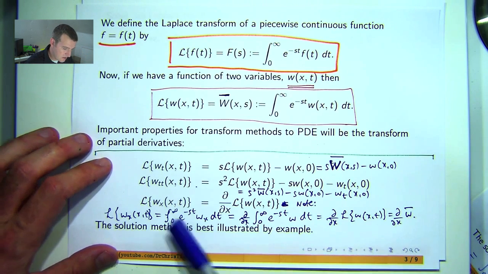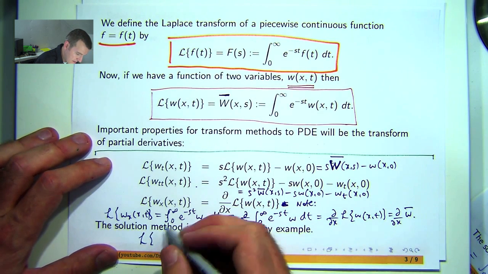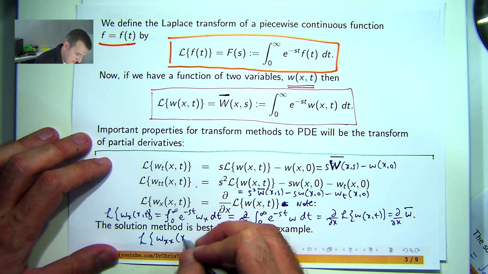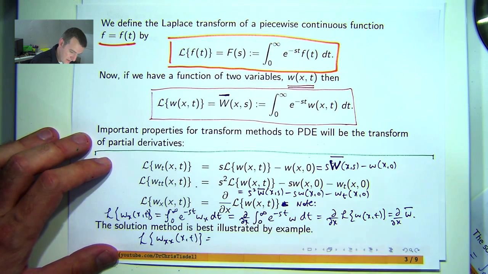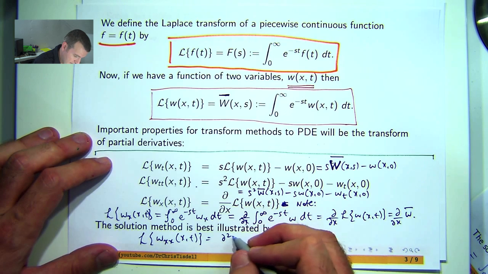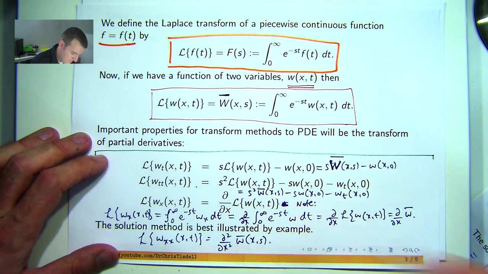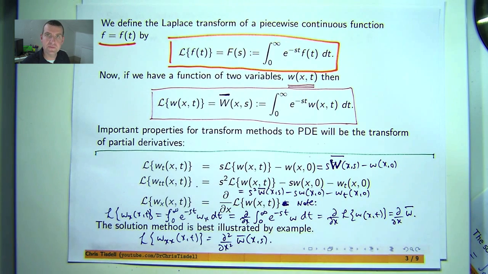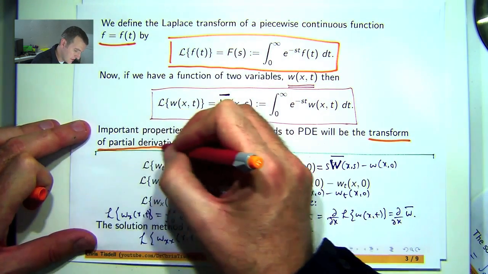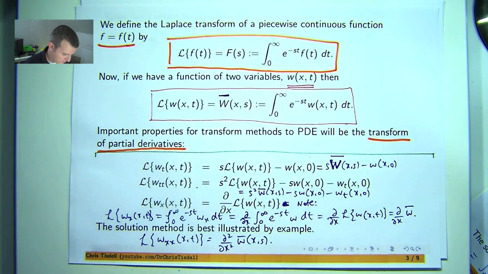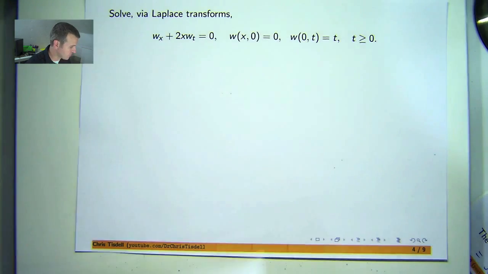Okay, and if you're transforming the second derivative with respect to x, then you'd have a d squared, dx squared there. Okay, so these are important properties known as transforms of derivatives that we'll use and apply when we're solving our problems via Laplace transforms. Okay, so let's have a look at the following problem.